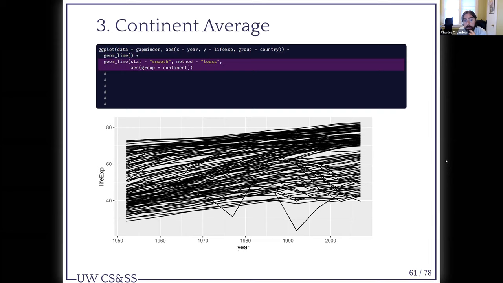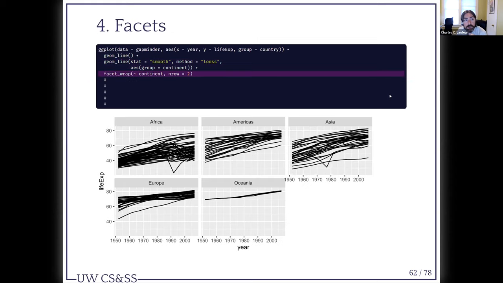I then say I want to add a geom_line where the stat is equal to smooth, method is loess, grouped on continent. What this has done is, you can't see it because I haven't colored it. This has drawn a line that is an average life expectancy for every country in that given continent per year through the middle of all the observations. You can't see it because it's black, right?